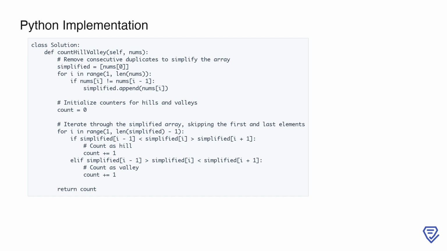For each element in this range, we check whether it forms a hill, greater than both neighbors, or a valley, smaller than both neighbors. If either condition is met, the counter is incremented. Finally, the function returns the total count of hills and valleys. This approach ensures accurate results while maintaining a time complexity of O(n), where n is the length of the input array. The space complexity is also O(n), due to the creation of the simplified array. The solution handles edge cases such as arrays with all identical elements, arrays with no hills or valleys, and arrays of minimal length, e.g., length 1 or 2.